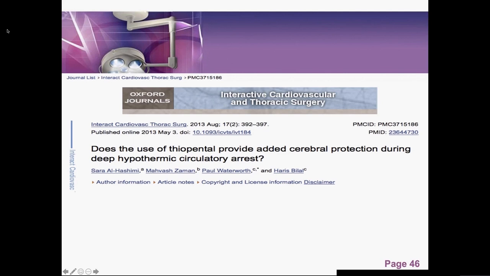Most of the papers showed evidence that thiopental provided cerebral protection when used alongside hypothermia. It also lowers cerebral oxygen consumption and produces electrocortical inactivity on EEG. Be careful of timing. Normally, I give it within 5 to 10 minutes pre-circ arrest and watch blood pressure.